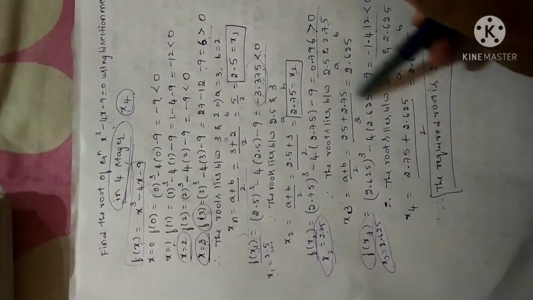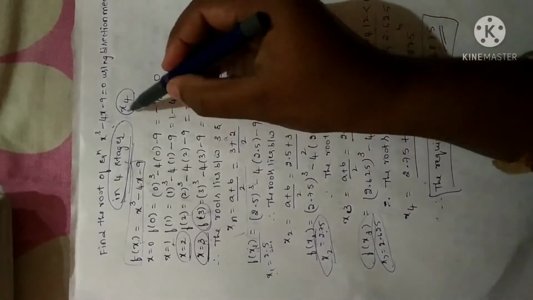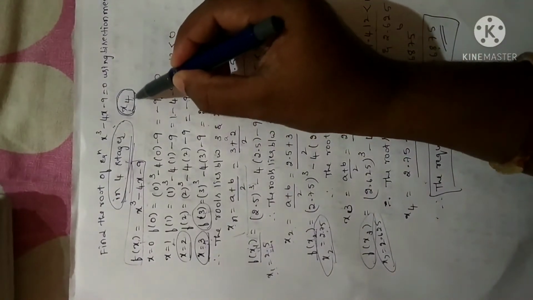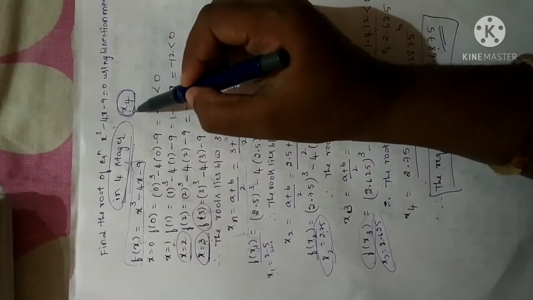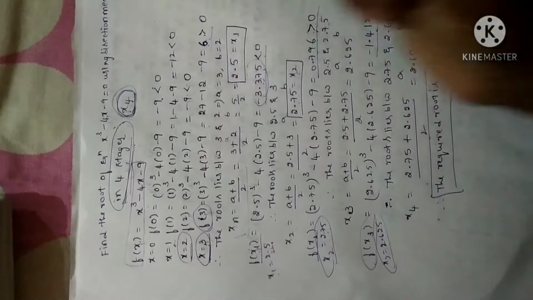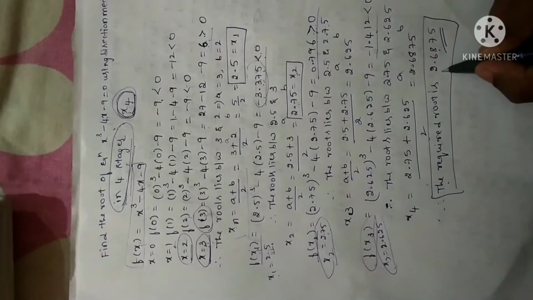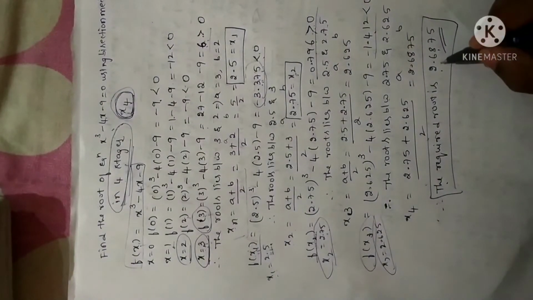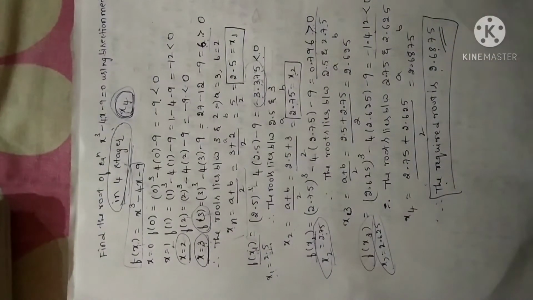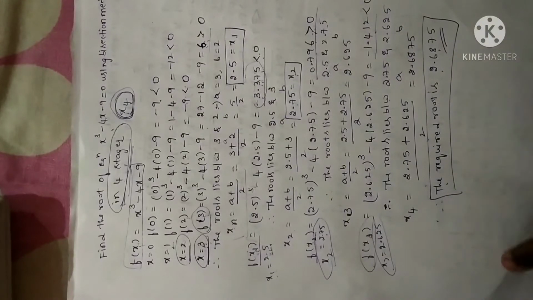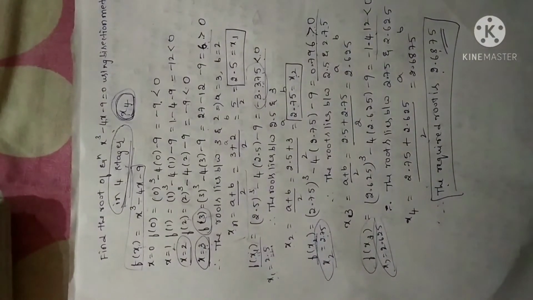Now similarly I am repeating the steps such that I have obtained the root up to 4 stages. Why? Because our intention is to find the root up to 4 stages. Therefore the required approximate root for this particular problem is 2.6875. Hope it is clear. Now let us look at one more example problem.